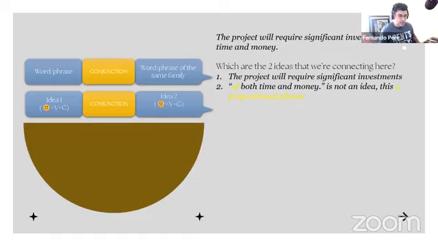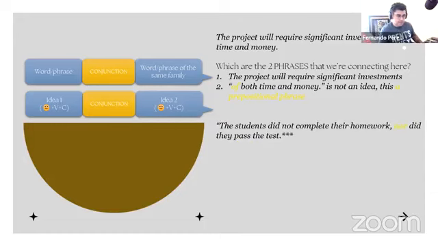And this happens in the following example. Look at this. If we go through four. Now, let's use something more common. Nor. The students did not complete their homework, nor did they pass the test.